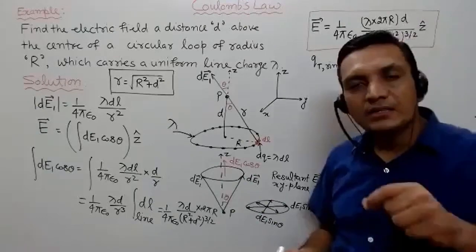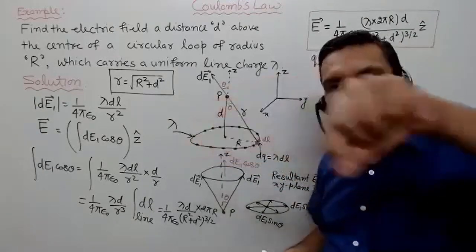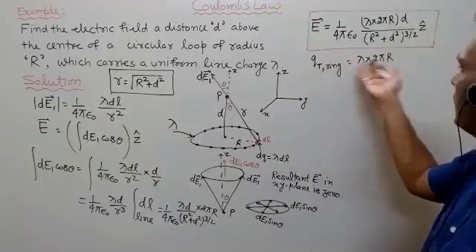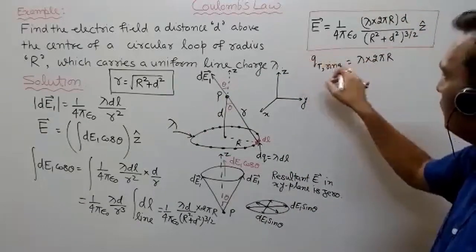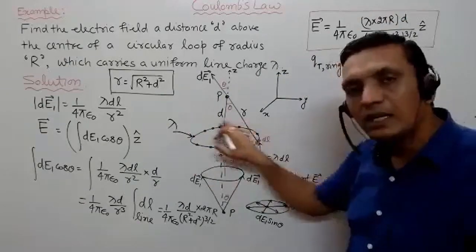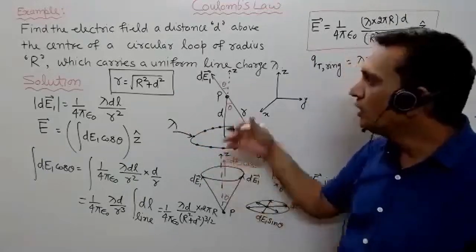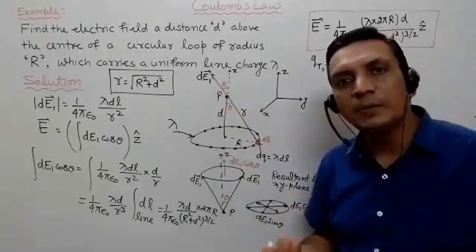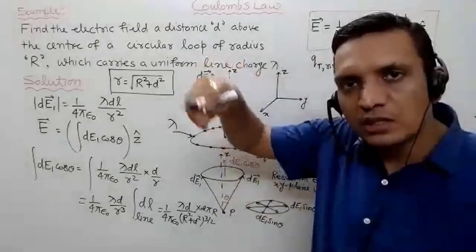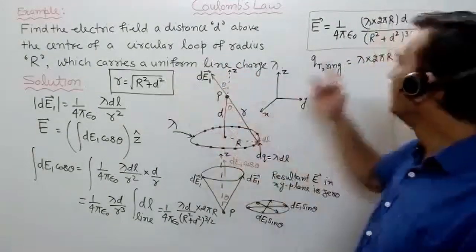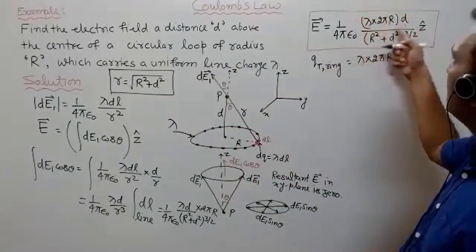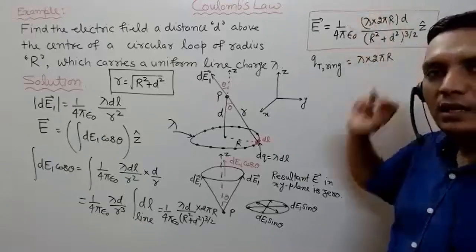So if it is given that Q is distributed uniformly over the ring, you can also write in this form: lambda into 2 pi r will give you total charge on the ring. Sometimes lambda is given, or sometimes it is given that charge Q is distributed uniformly over the ring. So you have to replace this by total charge over the ring.